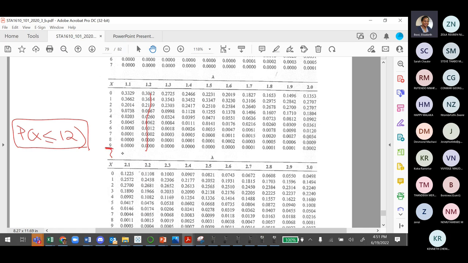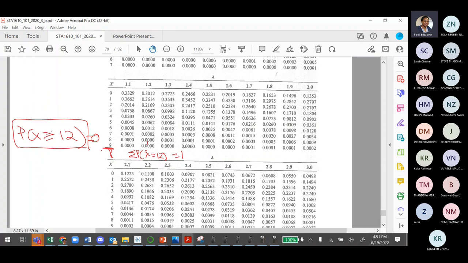So we know that the table ends at 9, so it's adding all of them, and we know that the sum of all probabilities where lambda is equal to 1.2 will be equal to 1, because if I add all of them, they should give me 1. You should always be aware of that. But if they ask you what is the probability that X is greater than or equal to 12, there is no 12 here, so that will just be equal to 0, because it doesn't exist. It's an impossible event.